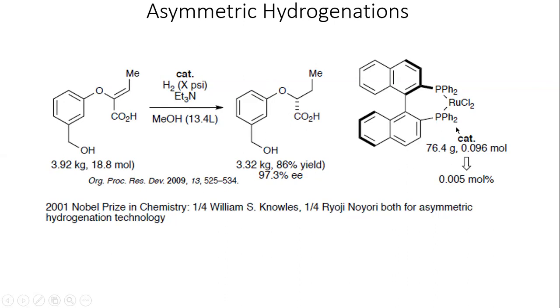So still a lot. 74 grams is a lot, but in the grand scheme, it's only 0.005%, especially compared to 3.9 kilograms. That's quite a small amount of catalyst. But this is the Noyori ruthenium BINAP catalyst, and you can see the BINAP, the chirality comes from here, right?